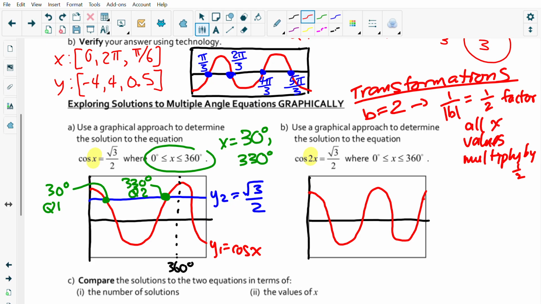Let me go up there. And then this is y equals cosine of 2x. So when you're graphing it, y equals cosine of 2x. And then let's do a blue line here, still the same. So the blue, that's y equals square root of 3 over 2. Well, where does it intersect?